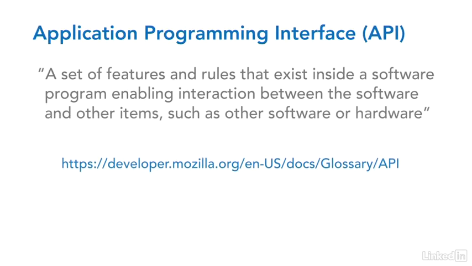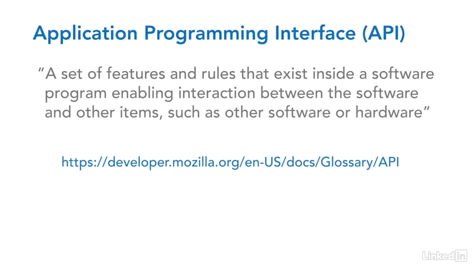All this back and forth is controlled through an application programming interface, or API. An API is a set of features and rules that exist inside a software program, enabling interaction between the software and other items, such as other software or hardware. In the context of REST APIs, the API is the collection of tools used to access and work with REST resources through URIs and verbs including get, post, put, and delete.